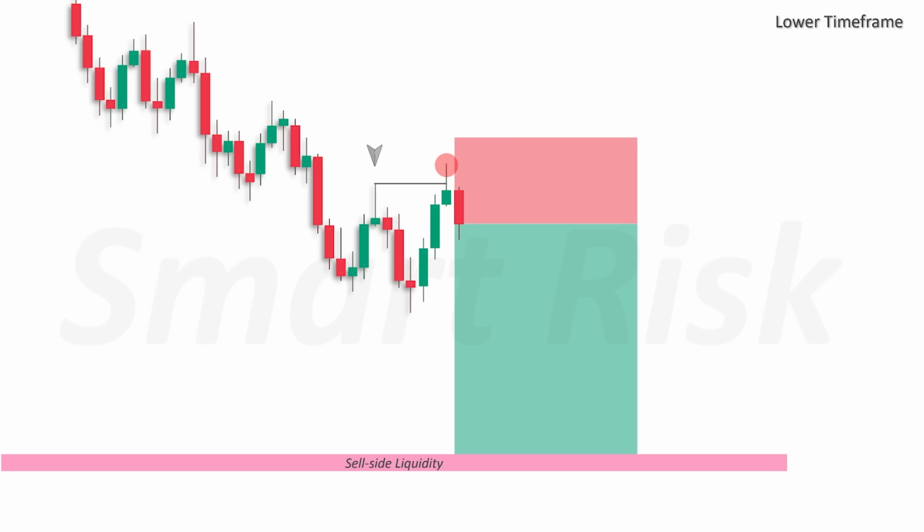Next, open a short trade and place your stop loss above the high of the liquidity grab. Give the price some space to move, and don't keep your stop loss too tight. For your target, aim for the next key sell-side liquidity. This way, you trade with a clear plan.